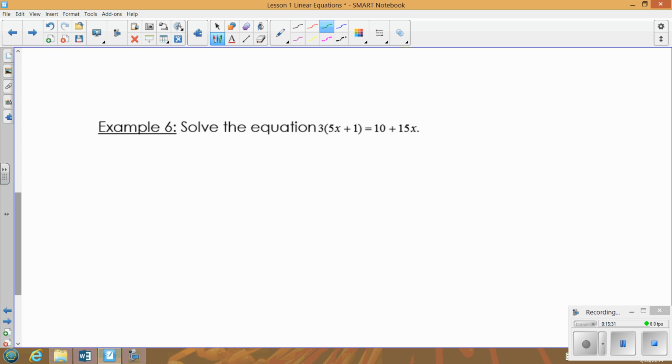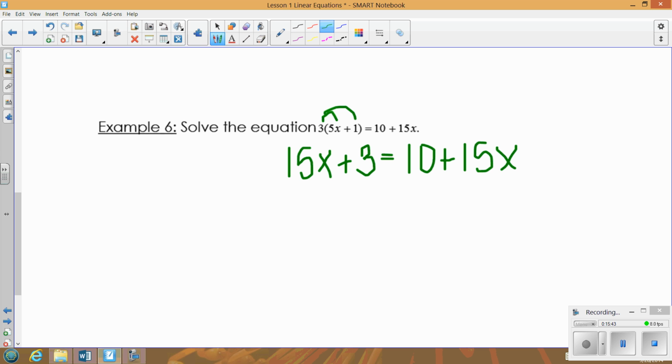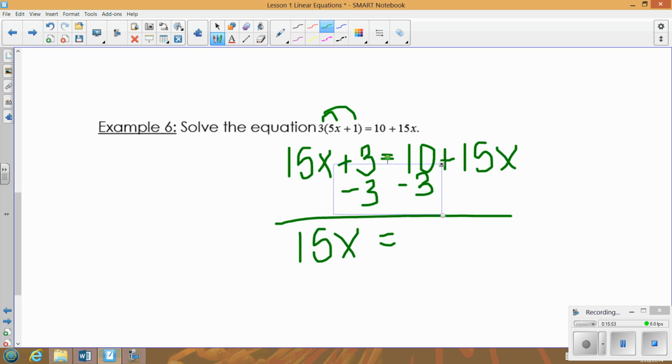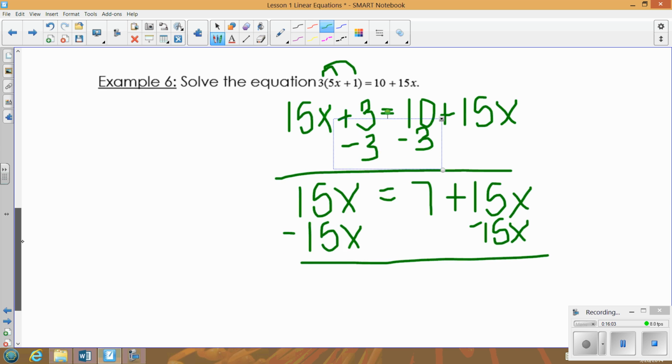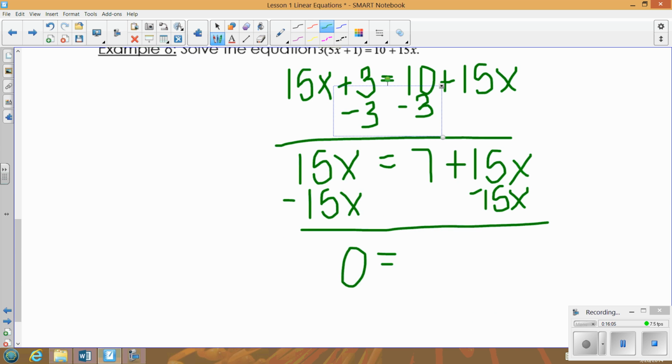So the next one here, same idea. First, you want to distribute. So we're going to get 15x, and then 3 times 1 gives me 3, equals 10 plus 15x. So again, get all of your x's on one side. So you can bring your 3 over. So we get 15x equals 7 plus 15x. You bring your 15x over. And then we end up with 0 equals 7.